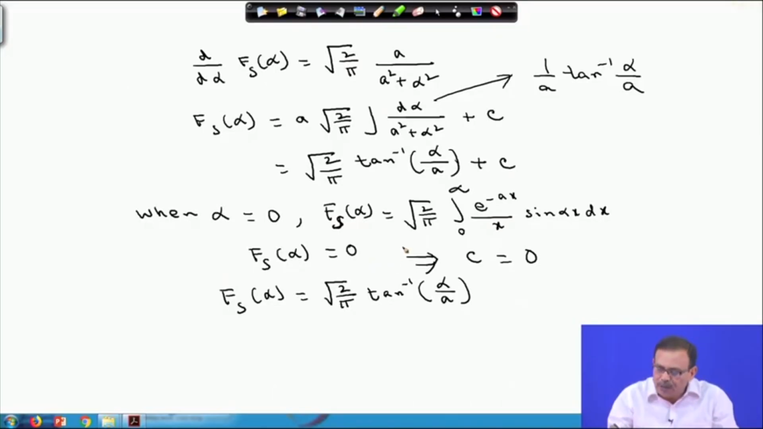And after that, to evaluate the value of the arbitrary constant c, you are using, for alpha equals 0, what is the value of f_s(alpha)? From the integral, I am finding f_s(alpha) is 0, so that it implies c equals 0. Therefore, your result is this one.